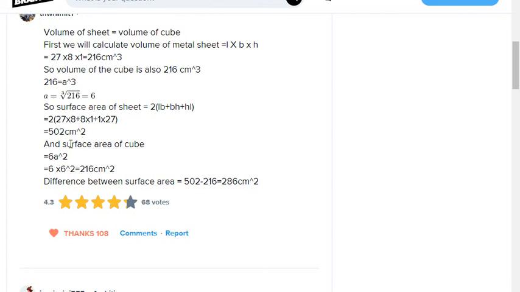Now the surface area of the cube is what? It is 6 into A square, because it has 6 faces and each face is A square. So it becomes 216 again. So the difference now becomes 502 minus 216, that is 286.